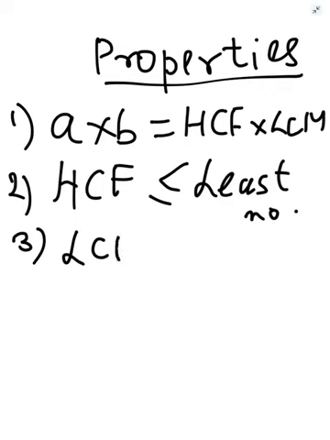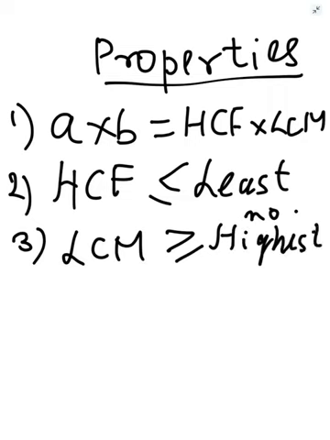Similarly, LCM will always be greater than or equal to the highest number of the series. In our example, LCM was 40, which is greater than 10. So LCM is always equal to or greater than the greatest number. Equal only when the numbers are equal. Suppose the numbers are 10 and 10, then LCM will also be equal to 10.